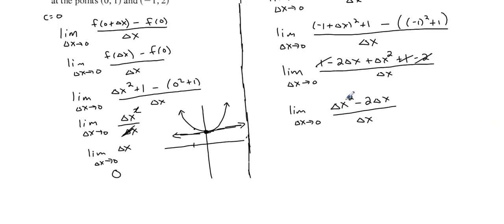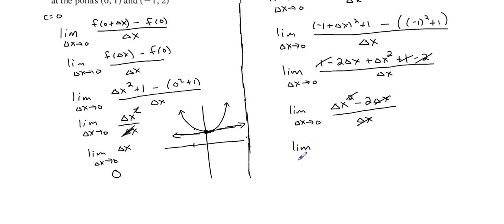Are you guys okay factoring delta x out of everything? We're okay writing it like that? Or do we need to factor the numerator and then cancel that way? Are we okay doing this? We're okay? All right, let's see what's left.